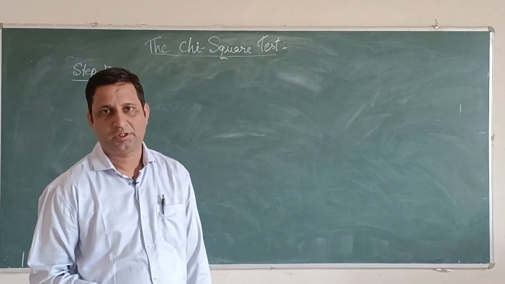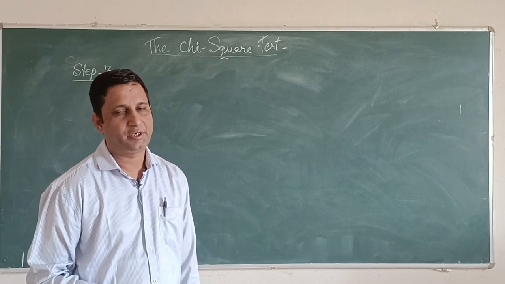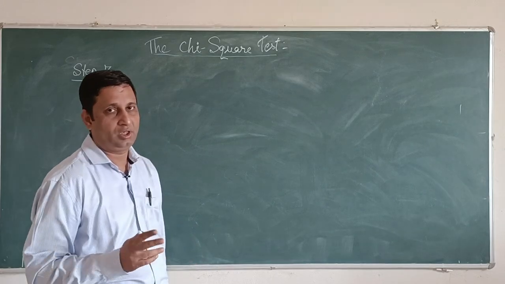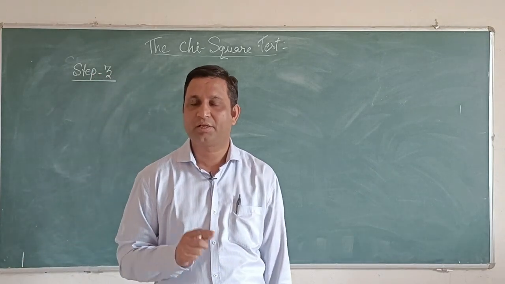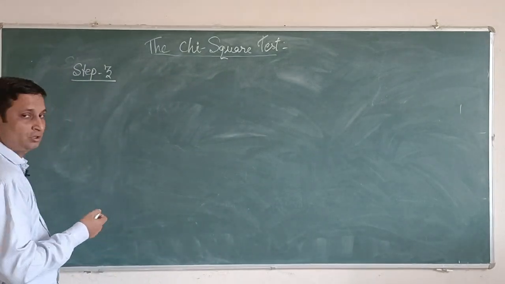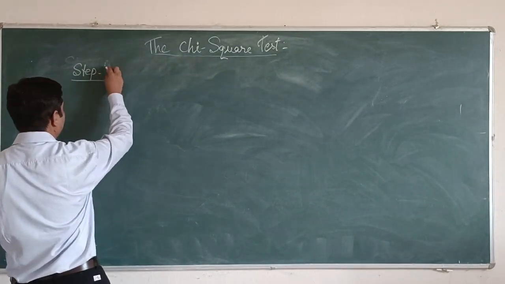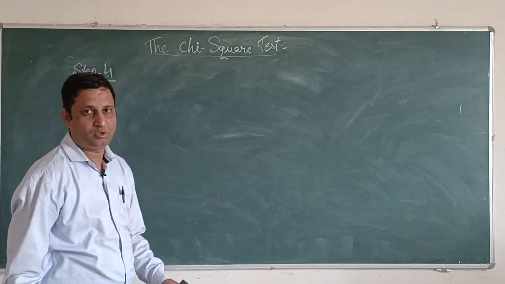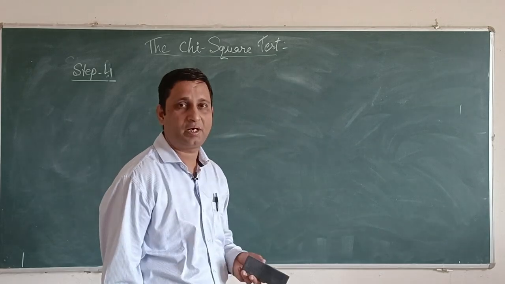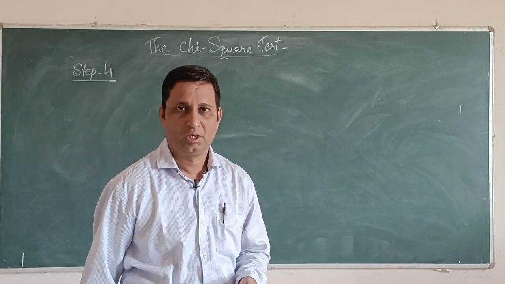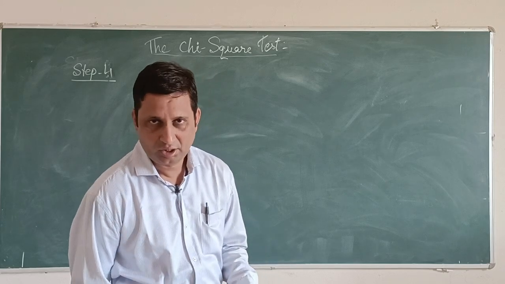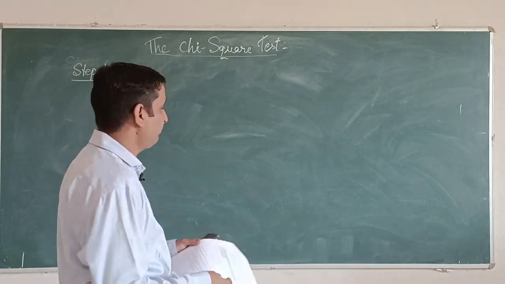Myself, Dr. Manish Chaudhary. Today we will continue our topic, which is the G-square test. In previous classes we already studied the first three steps. Today we will continue with step number 4, because we already studied that the G-square test is conducted in 5 steps. Out of 5 we already studied 3. Now we will continue with step number 4.